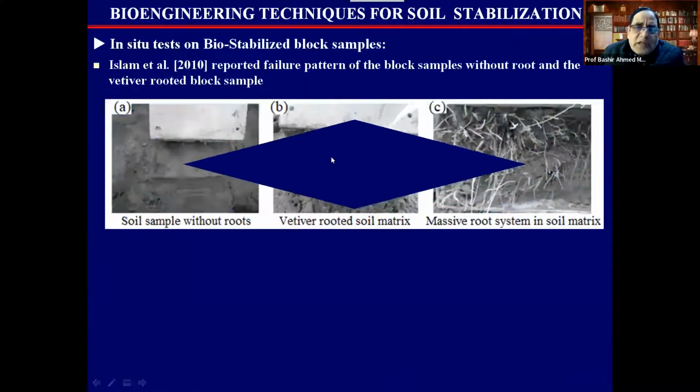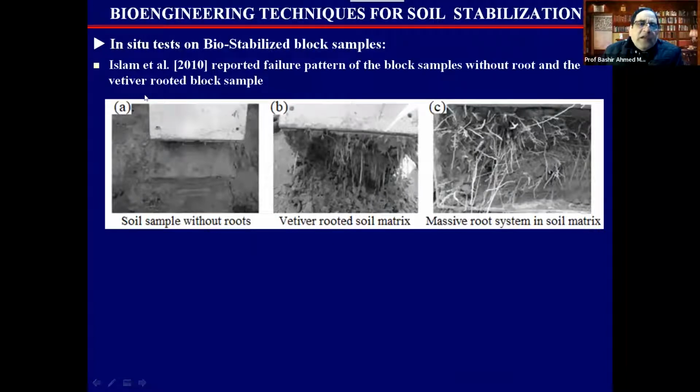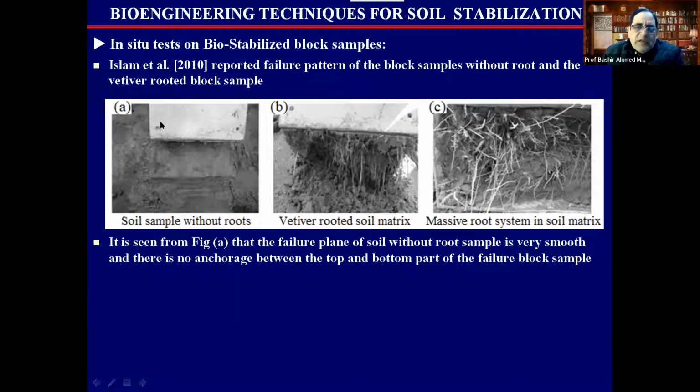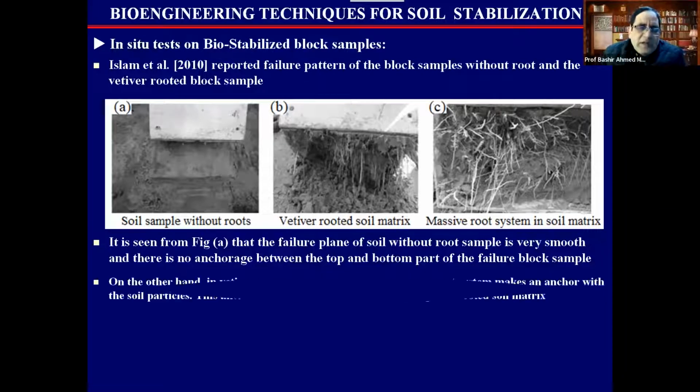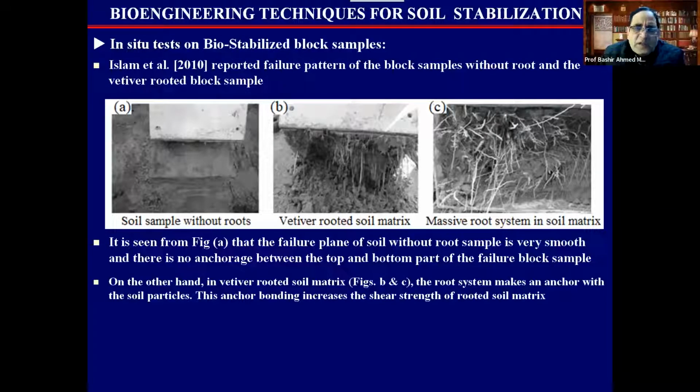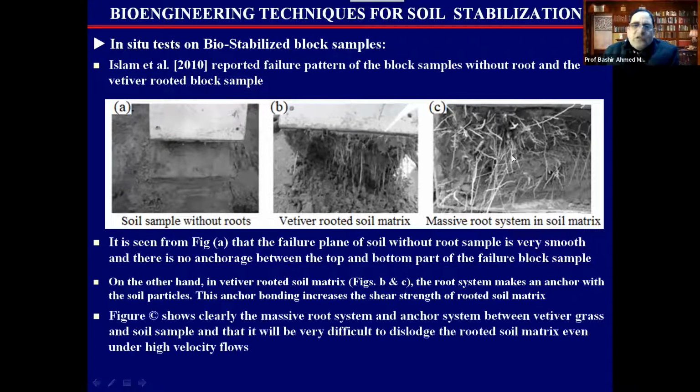Likewise, various researchers have reported tests in which soils were tested without roots and with roots. You can see in the extreme left figure a failure without roots. The failure plane is very smooth, and there is no anchorage or bonding. On the other hand, in B or C, where roots are mixed with the soil, it is a very massive system, on the extreme right side, and it is very difficult to dislodge the soil particles. Hence, you can see that roots play a very important role in the stabilization of loose or weak soils.